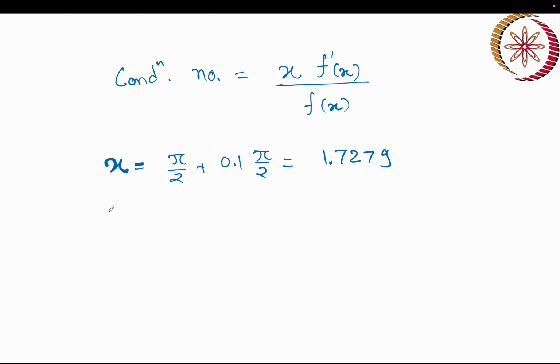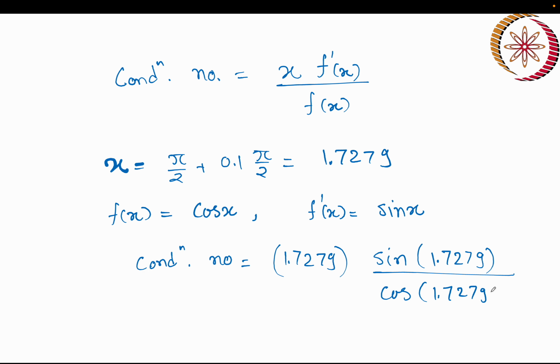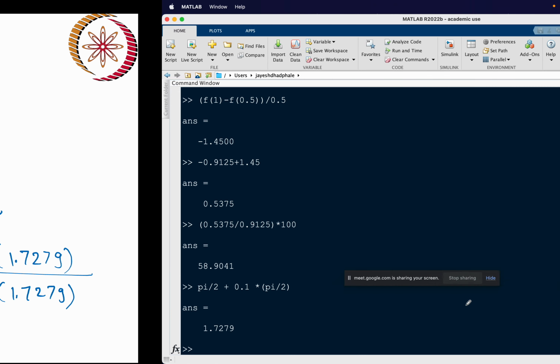Okay, and f of x is cos x, so f dash x is minus sin x, and if we substitute in this, the condition number will be: x is 1.7279, f dash is sine of 1.7279, and f of x is cos of 1.7279. Okay, so we'll compute this.